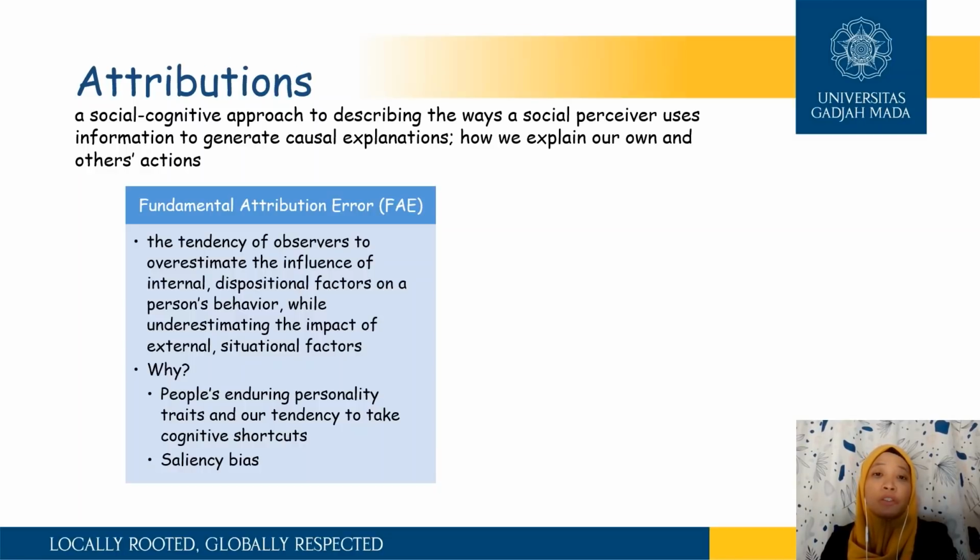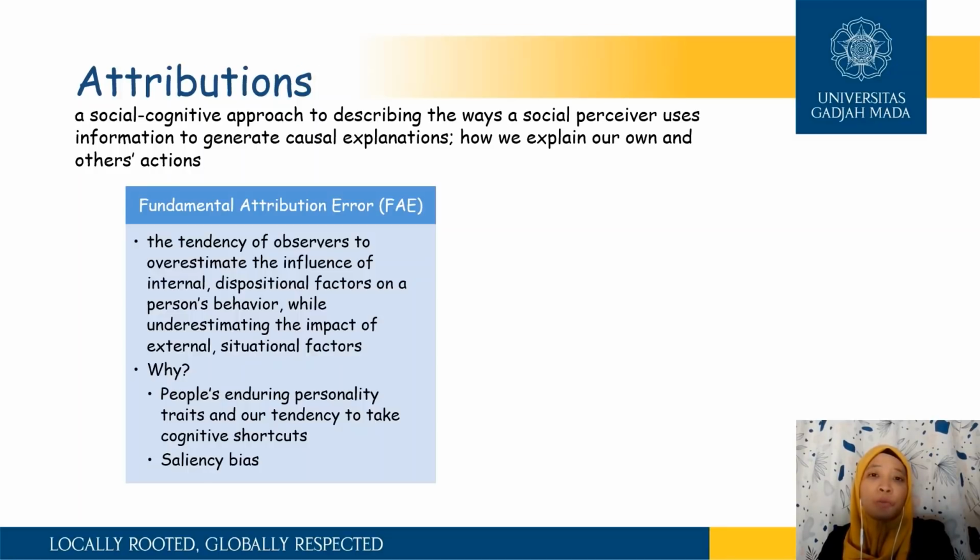But what we don't know is the other situations. Maybe he had a flat tire, maybe he had something to do, maybe he was helping his parents. So these are other situational factors that we did not consider whenever we try to explain other people's situations or other people's behaviors.